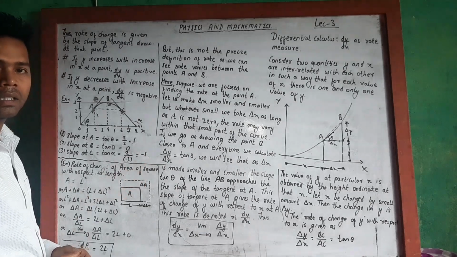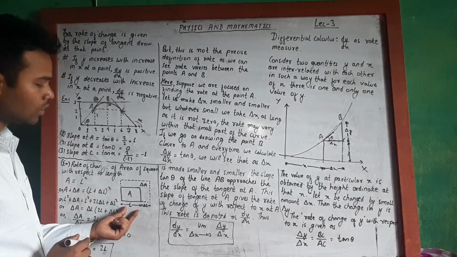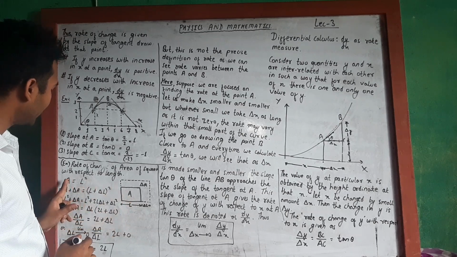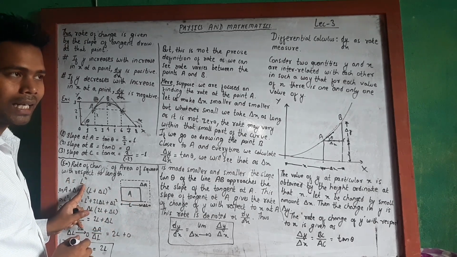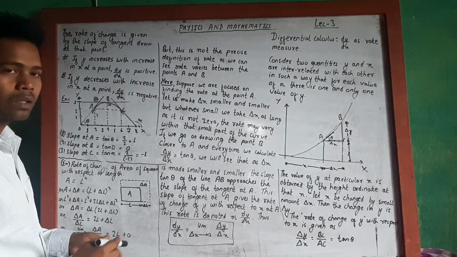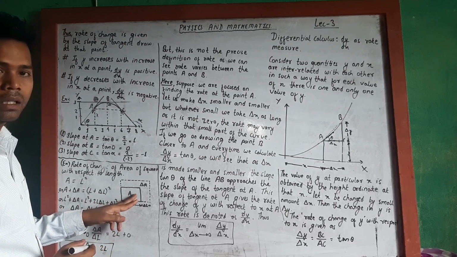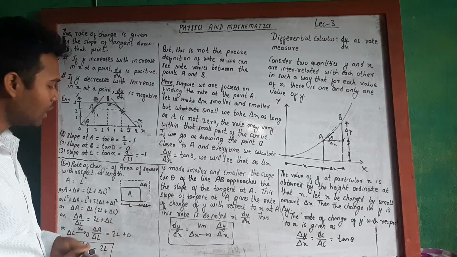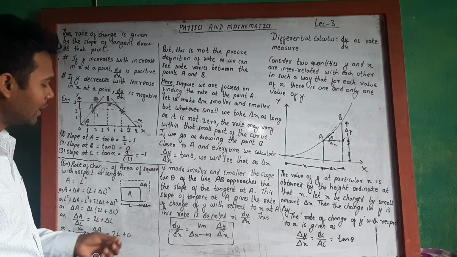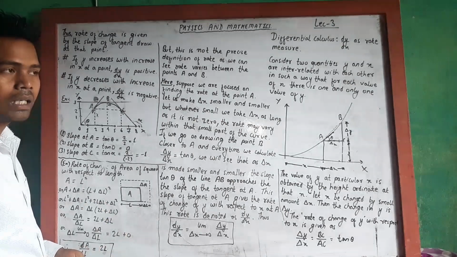Now let us take the next example. Let us suppose there is a square of length L, and its area is denoted by A. That's why we can write A is equal to L square. Now our task here is to calculate how the area changes with respect to L. If a small change in the length is made, then how will the area change.